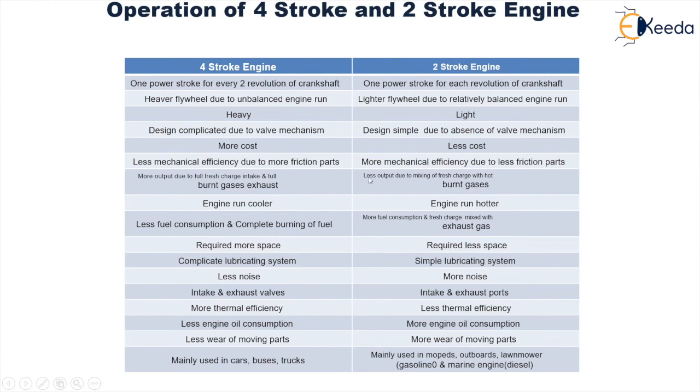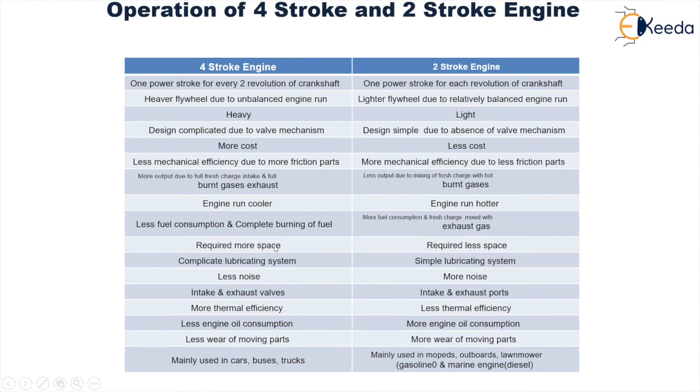However, in case of a two-stroke engine, we have already seen that suction and compression take place simultaneously, and power and exhaust take place simultaneously. Hence, less output due to the mixing of fresh charge with hot burnt gases. Here, since a single power stroke is generated in two revolutions, the engine is a little bit cooler, and since a single power stroke is generated in a single revolution, the engine runs hotter. Because less power is generated, less fuel consumption is required over here, and since extra power is generated, extra fuel is consumed over here.